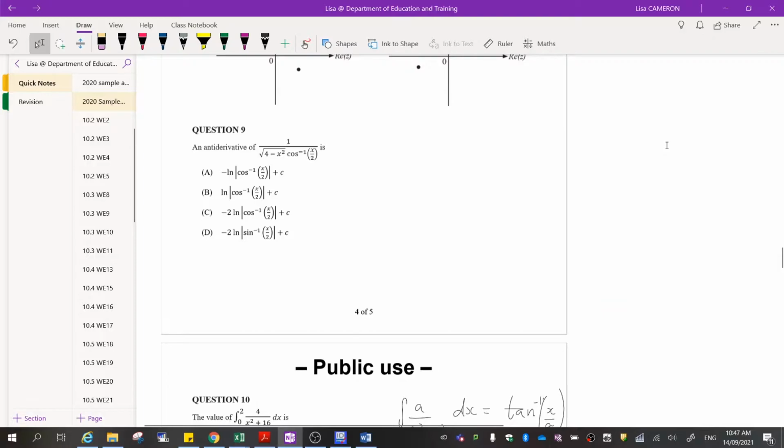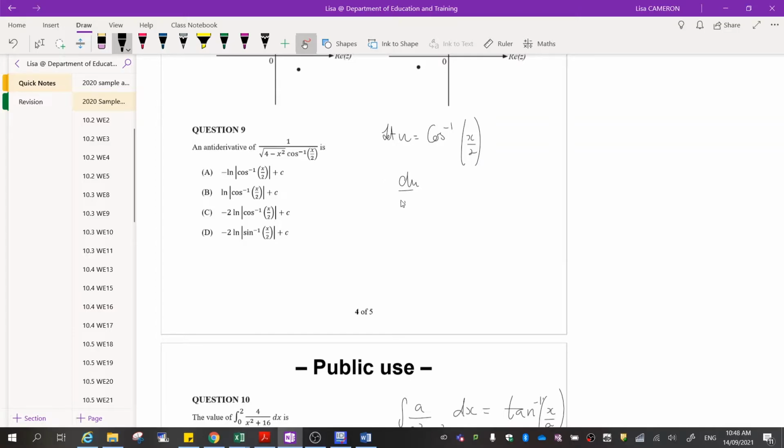Okay, so question 9. Now the trick with this one is when we're looking at these, I can see that if I have my little formula booklet next to me, this one, when I derive it, looks very similar to that one. And that's going to help me because it's going to knock some stuff out. So our first step for this is we're going to let U equal cos minus 1 x over 2. And we're going to use integration by substitution.